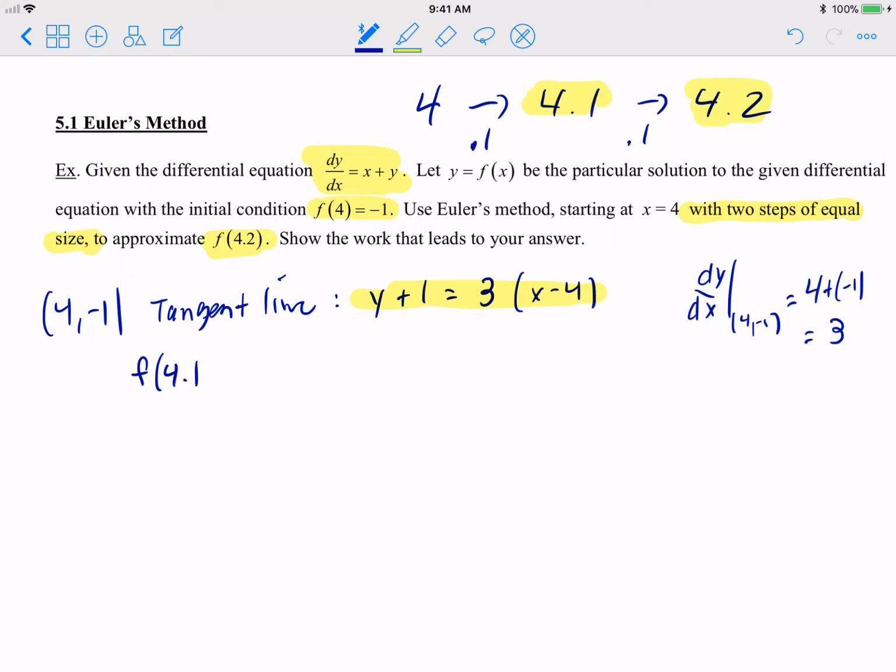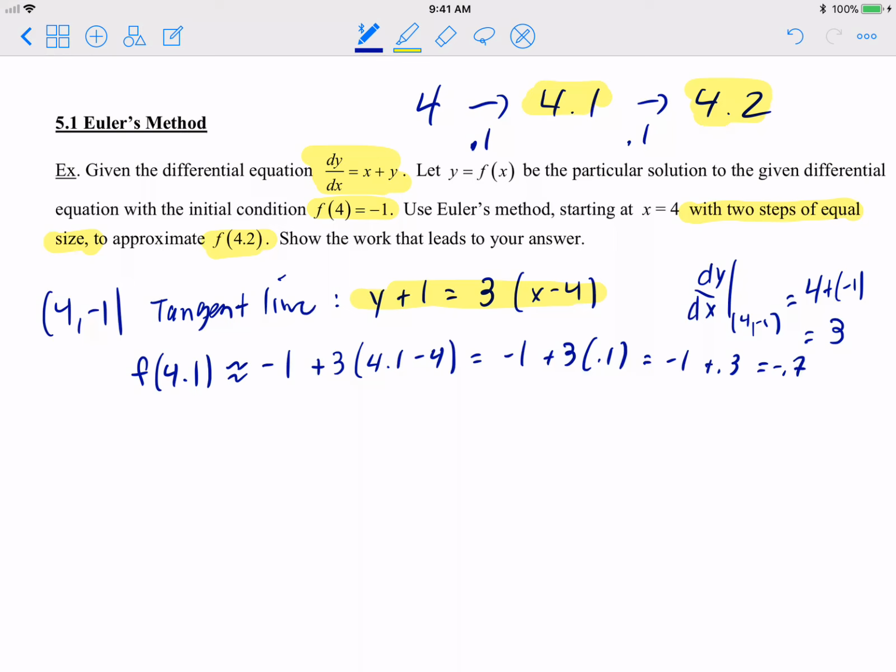So f of 4.1 is approximately, okay, from this tangent line equation, I'm going to solve that for y, so that means I'm going to move over the plus 1, and then I'm just going to plug in 4.1 for x. So this is going to be 4.1 minus 4, okay, which is equal to -1 plus 3 times 0.1. Well, remember that was my delta x from before, so I know that I should have had that. And then this is equal to negative 1 plus 0.3, which is negative 0.7.